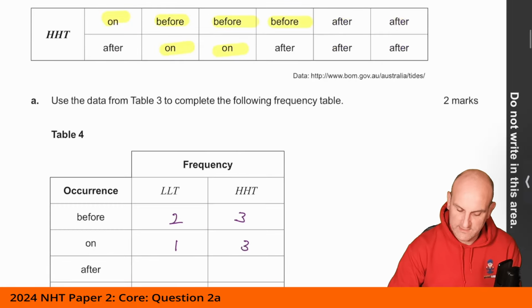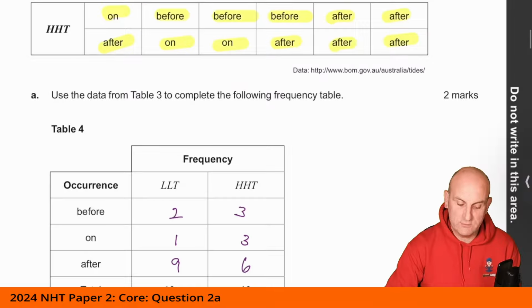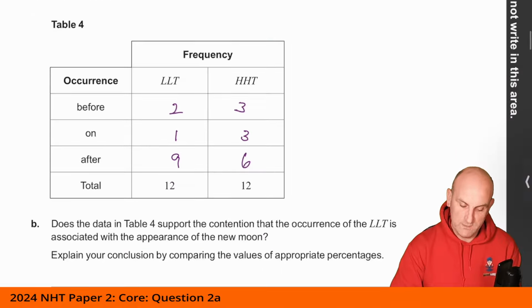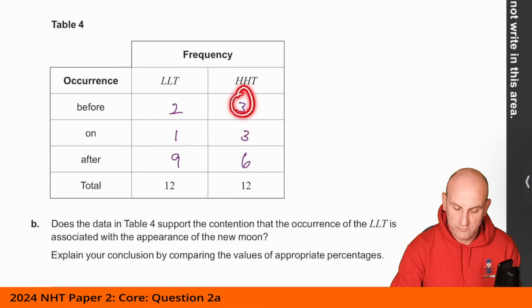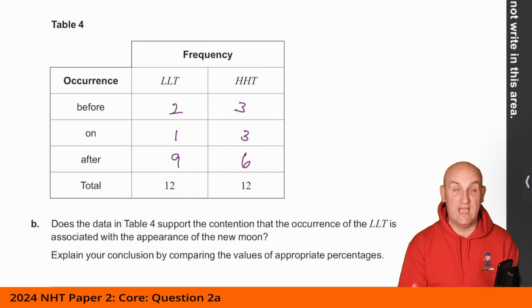And I always count these. I know some people say you could just take them away on the table, but I don't because I don't trust myself. 1, 2, 3, 4, 5, and 6. Those are my 6. A final check to make sure I've got these right would be to add 2, 1, and 9, which gives me 12. 3, 3, and 6 gives me 12. I haven't made a mistake.